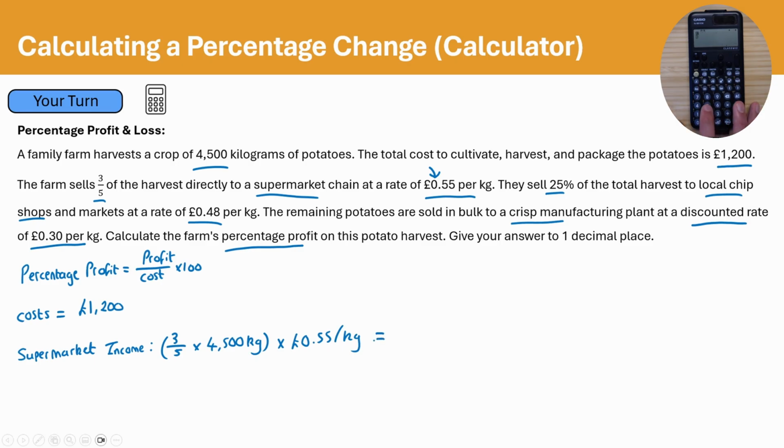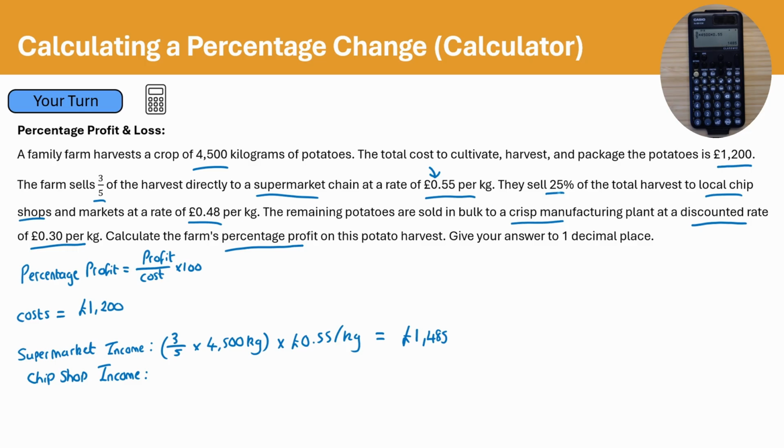One big calculation. So 3/5 multiplied by the 4,500 multiplied by the 0.55. That gives me an answer of 1,485. This is in pounds, of course. £1,485 to the supermarket. Okay. Going on, it says they sell 25% of the total harvest to local chip shops and markets. So let's look at chip shops and markets. We'll just say chip shop income to be short.